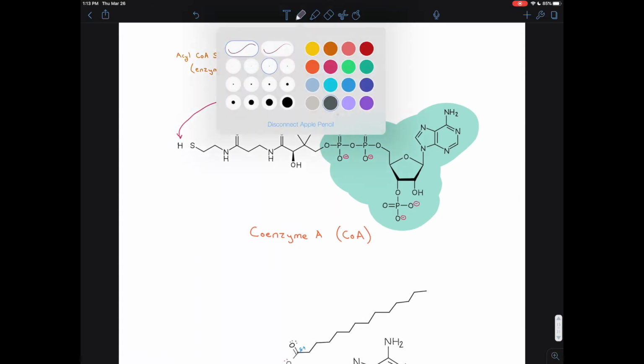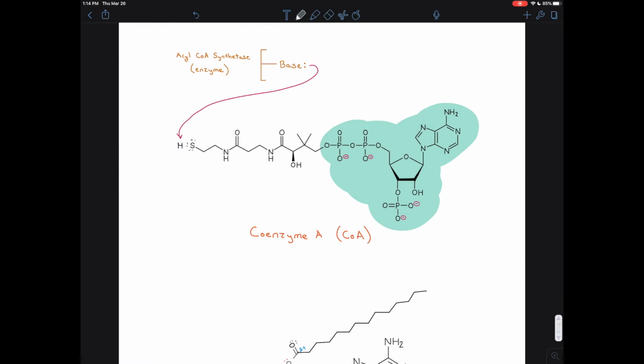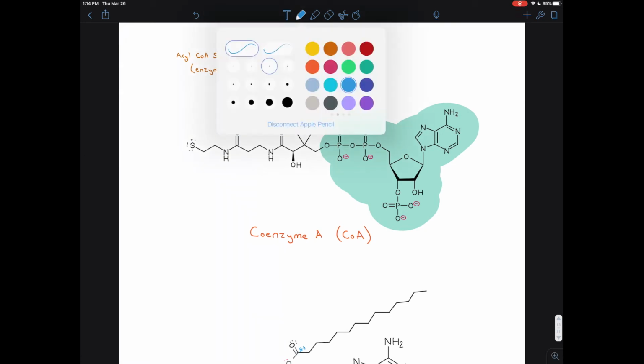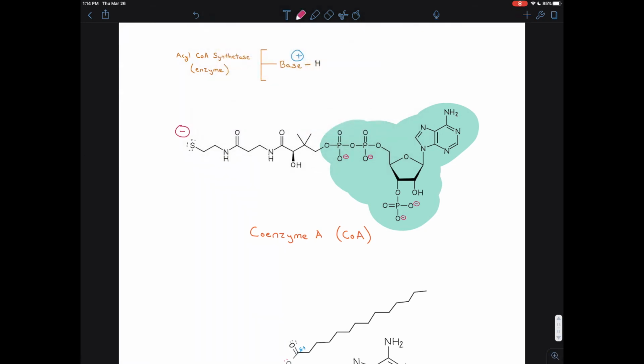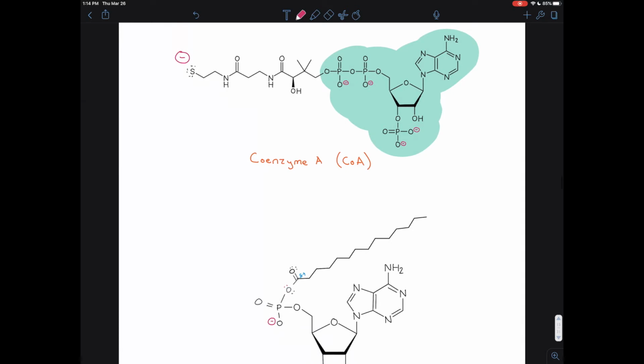So let me just do that here. Now this sulfur has 3 lone pairs. It had 2 before. Now it's going to have 3. And this hydrogen is going to move over to this base, which will now have a plus charge. And the sulfur has a negative charge. So it's a great nucleophile now.